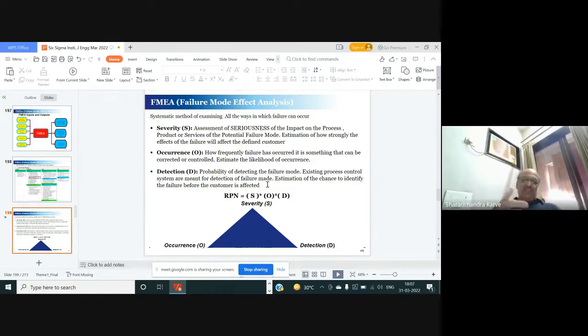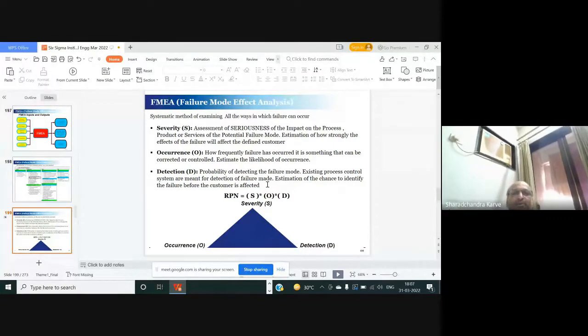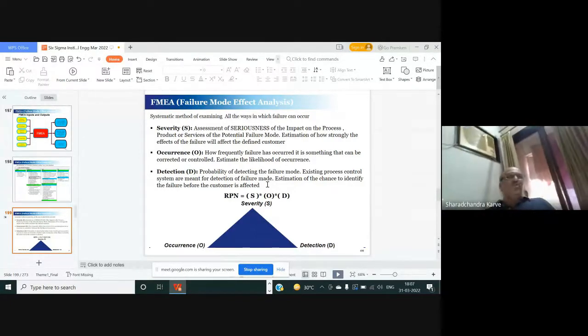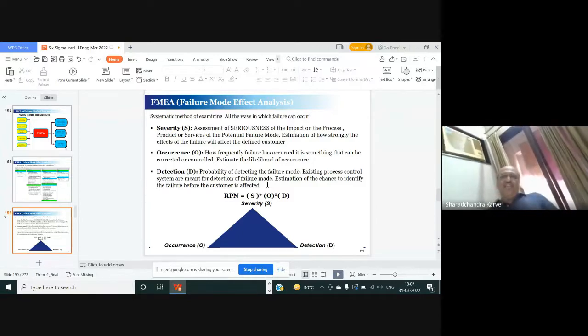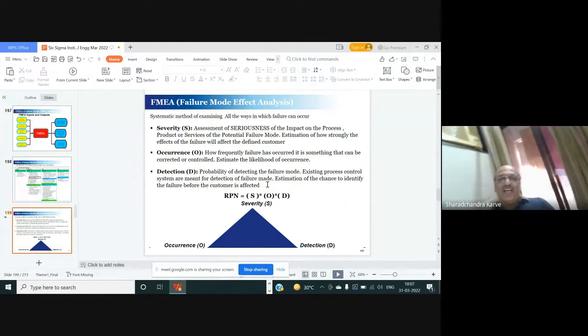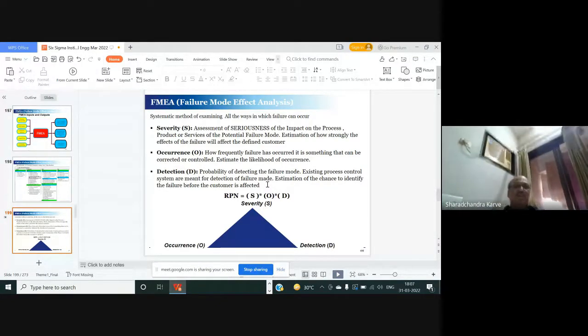If it is giving you a signal that you are going to reach college late, then your detection is good, you have a good process for detecting it, and you will give it a lower number. And if you are uncertain of detecting it, then the detection rating will be high. Now suppose you want to travel from your place to college, probably by car or bike, and looking at Google Maps you understand that there is a traffic jam.